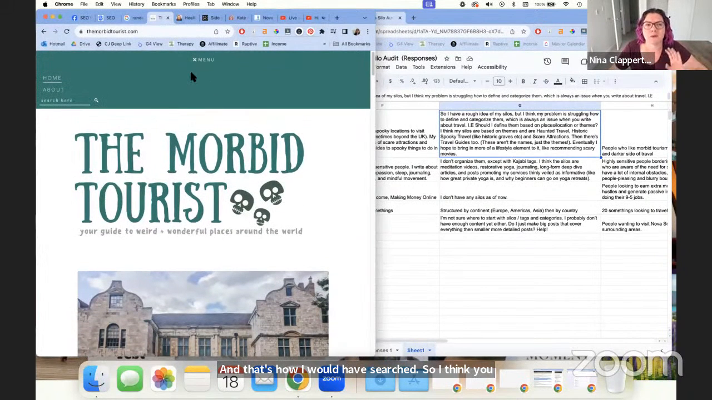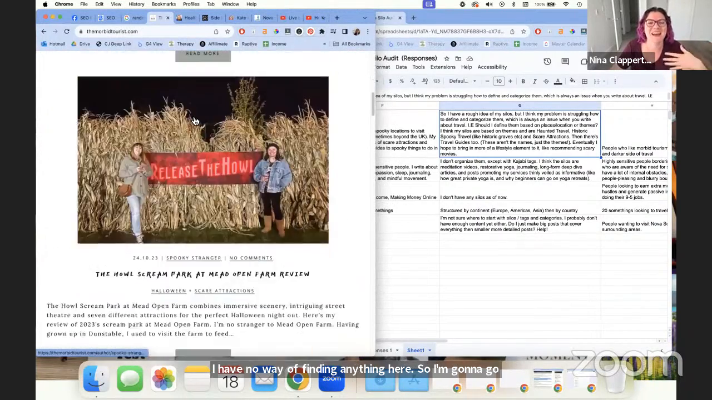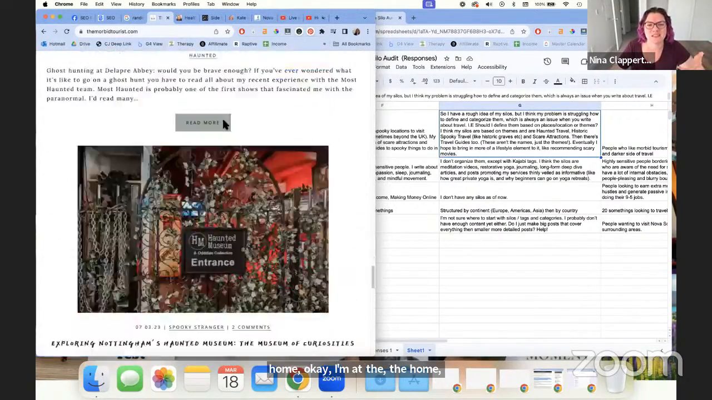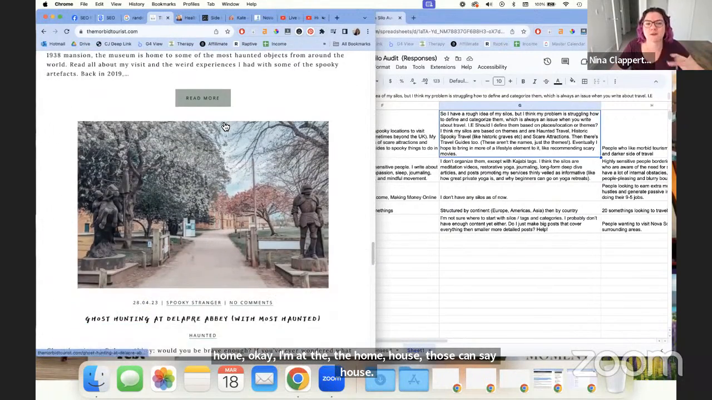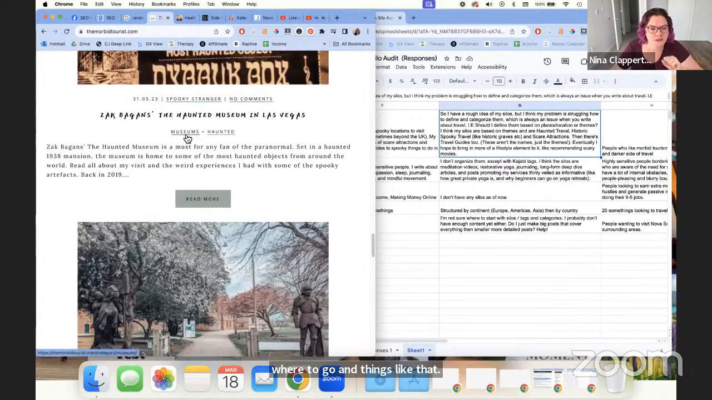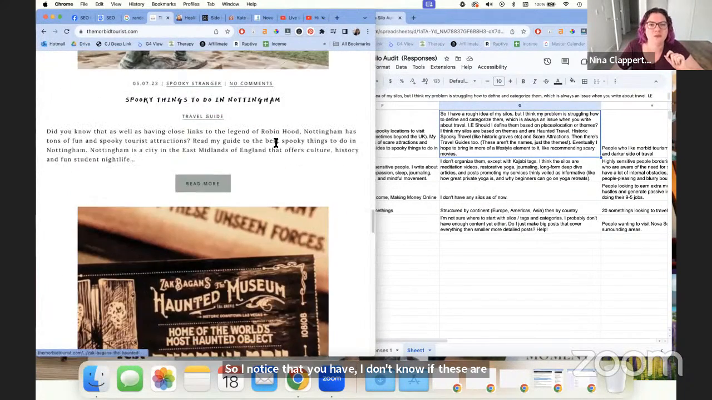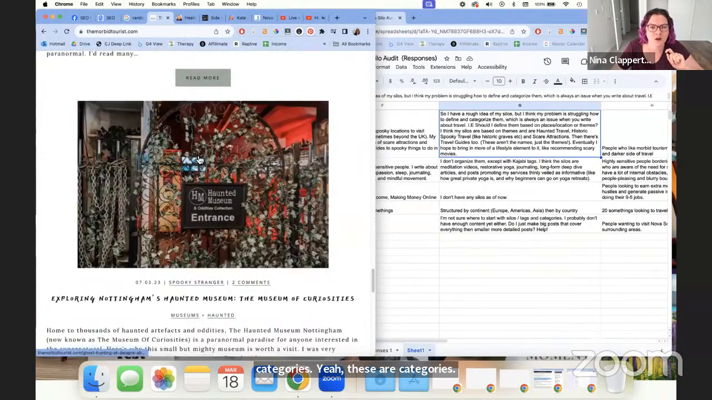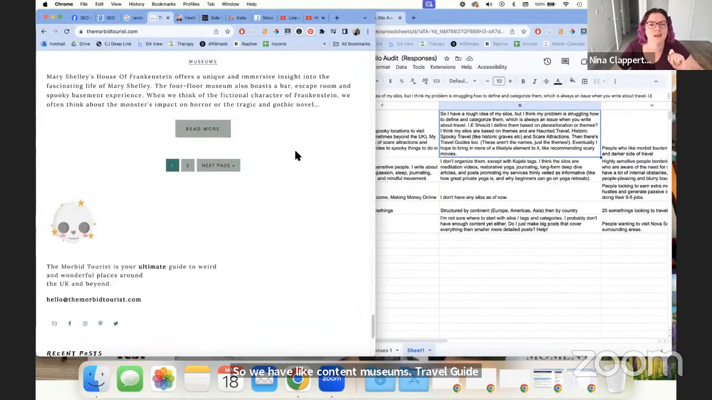Now for your current menu, it is not done. It needs to be figured out a bit more, because when I go to the menu, even when it's not on mobile, even though it's mobile first, I think it's okay for us to have it collapsed a bit. I have no way of finding anything here. So if I'm going to go home, okay, I'm at the house, and there are all the posts listed here, but there's no way for me to figure out which ones and where to go. I noticed that you have, I don't know if these are categories. Yeah, these are categories. So we have haunted museums, travel guide, haunted and museum again, museums.